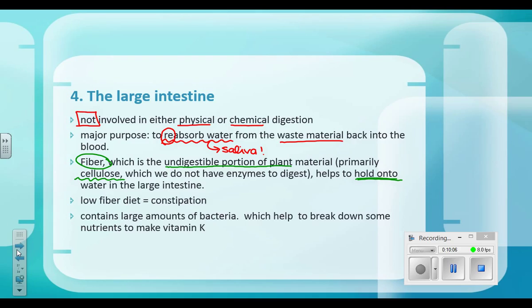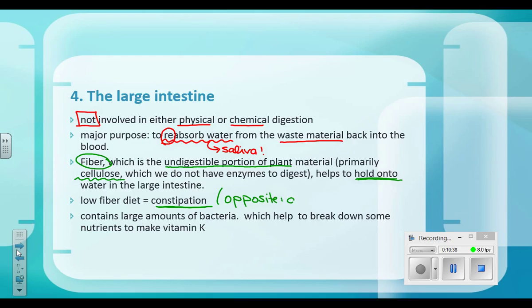And the reason that you need fiber, even though your body doesn't want to get rid of water, is that you have to let some water go. If there were no water in your waste, your feces would be hard as a rock. It would be dry, solid, very difficult to move, and very painful to pass. So if you have a low fiber diet, you would get constipation.